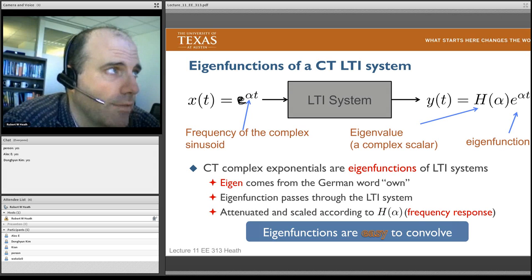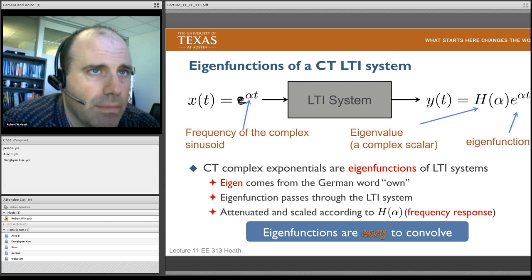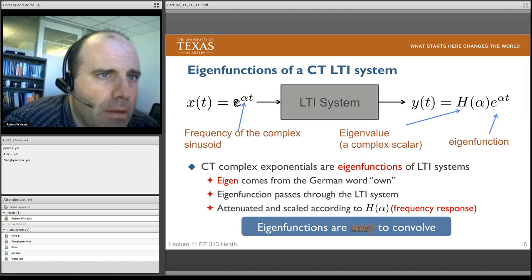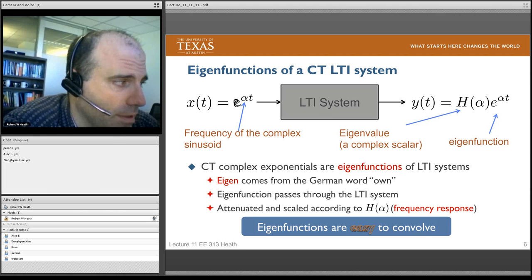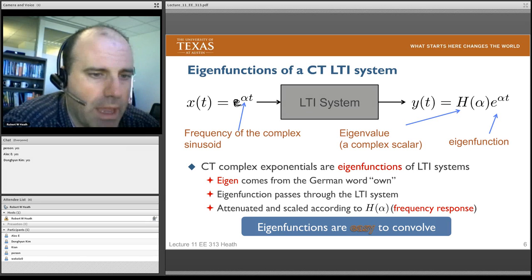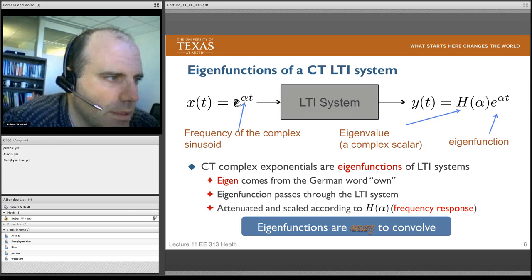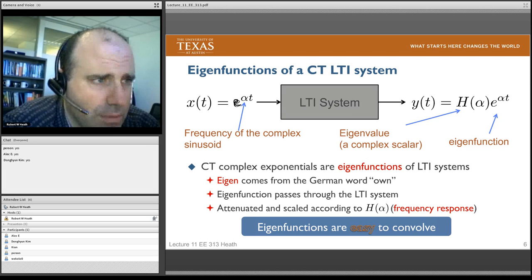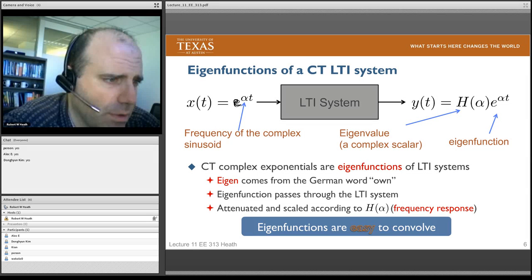If you put that infinite duration complex sinusoid into the LTI system, you get out that same sinusoid multiplied by some number. Effectively, an eigenfunction is a function that goes into the system and comes back out of the system, possibly scaled and phase shifted. Eigen comes from the German word meaning own, in the sense that the function is a function of the system itself. It's scaled according to H of alpha, which is often called the system response, and in some special cases is the frequency response that we will see later in the course.